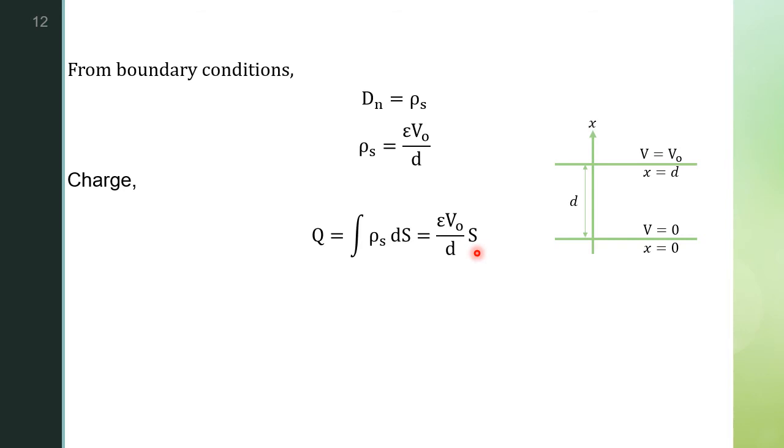Now capacitance C is given by C equal to Q by V. Thus, we get epsilon S by d, where S is the area of the plates. This is the same as the expression for parallel plate capacitance, which you already know. Thus, we have derived the same expression with the help of Poisson's and Laplace equation.